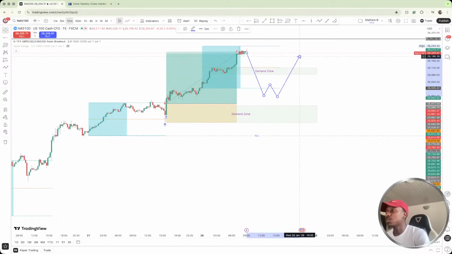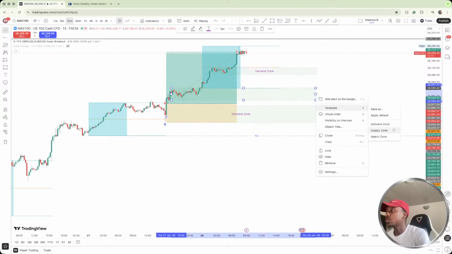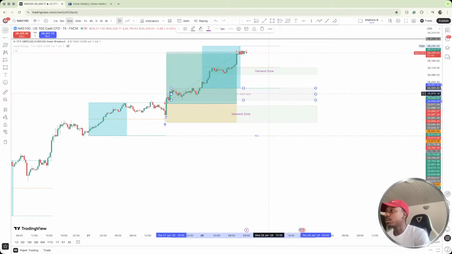I would prefer to take this one than to take the first demand zone. And additionally, this range over here can actually provide buyer support as well. So the price may not necessarily tap into the extreme zone that I drew. It can also tap into this particular area. So I'm just going to call this one a watch zone.